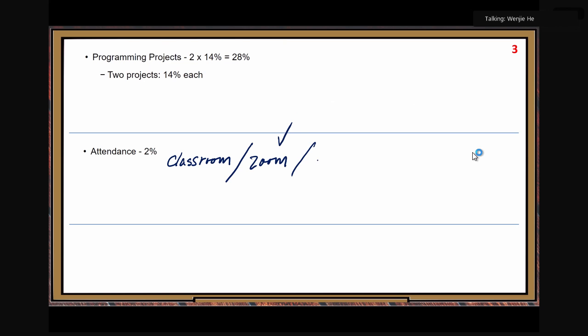Then the third type of attendance is video attendance. If it's not convenient for you to attend a particular lecture that day, then later you watch the video. After you watch the video, I will post a discussion board, so you can claim your attendance in the discussion board, and I give you attendance. So, three types of attendance.